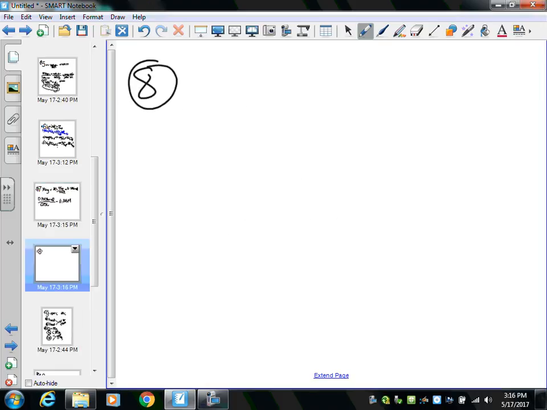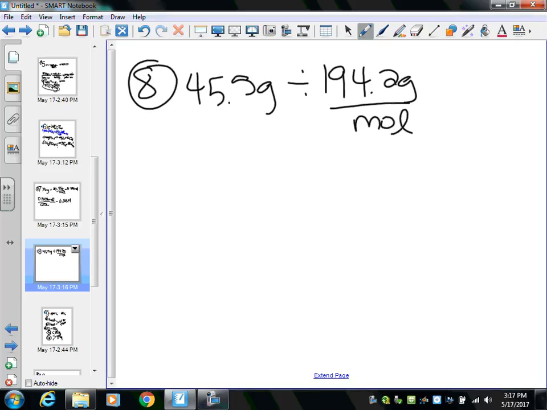Going to 8. Alright, how many liters of this molarity solution can be prepared from 455 grams of K2CrO4? So we're starting out the same way, right? This time it's asking about liters, so I'm going to start out with my grams, which is 45.5 grams, divided by 194.2 grams per mole. Oh, 455? Thank you. 455 grams, that's just what I said. 4, 5, 5. Alright. Dividing those out, I should get 2.34 moles.